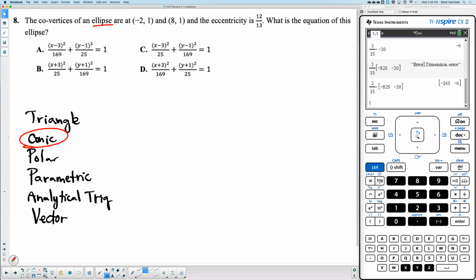It says ellipse. Very good. This is a conic section. The key to conic section is knowing your vocabulary. 2A, 2B, 2C. If you know that, you'll be well ahead of everybody else.